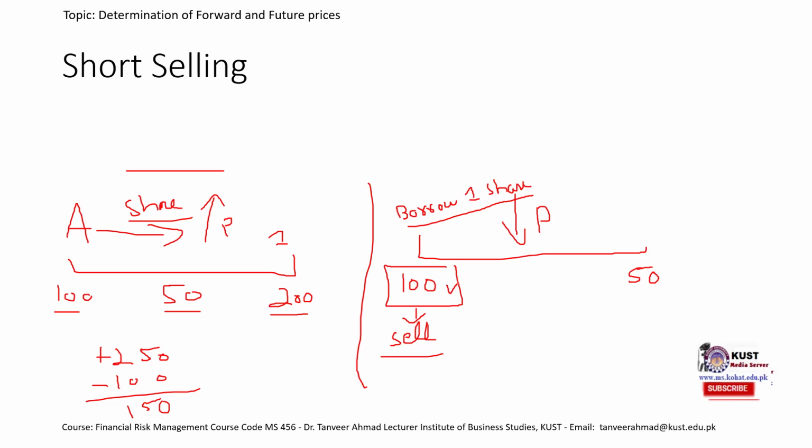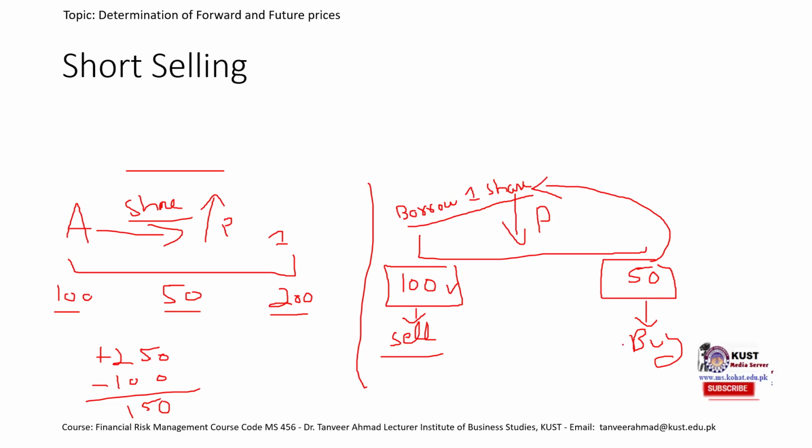After 1 year, because he is expecting that the price would decrease, he owes this broker one share. So what he would do is buy a share from the market. Remember, he does not owe 100 rupees to his broker, he just owes a share. So he borrowed a share, now he needs to return that share, right? So he buys back the asset at 50 rupees and gives the share back to the broker from whom he borrowed it.